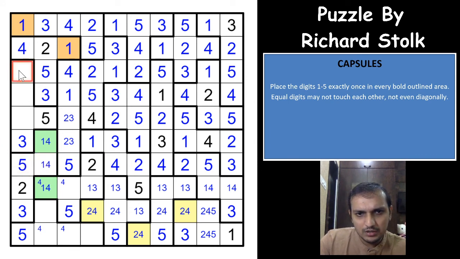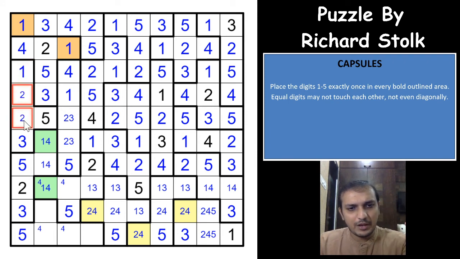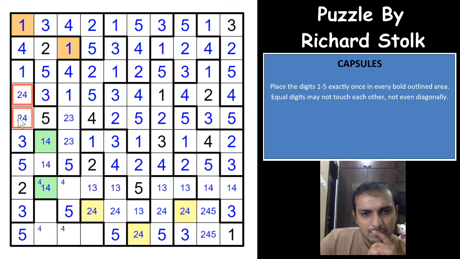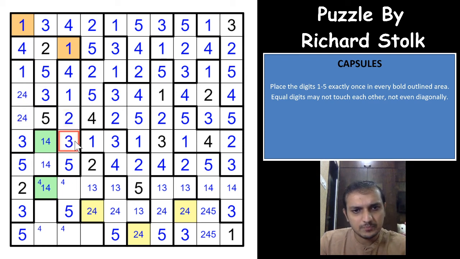A 2 cannot be here. No. A 4, a 2, a 3 and 5. So this would have to be 1. That's nice. So these two digits are 2 and 4 pair, right? This 3 will give you a 2 here, a 3 here.